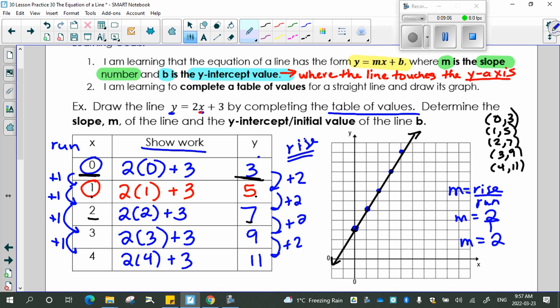Now remember how we said that m is the slope number? Look at this. M is the slope number. So there's our m. That is our slope. Okay? And remember how we said this one was going to be our y-intercept? Positive 3, that is our y-intercept. That's where the line touches the y-axis, right here. So this is our y-intercept 3, and that's our slope 2. So it says state our slope, which we did. Our y-intercept is b, so b is 3. Y-intercept, another name for it is the initial value. That's where you start from, okay?